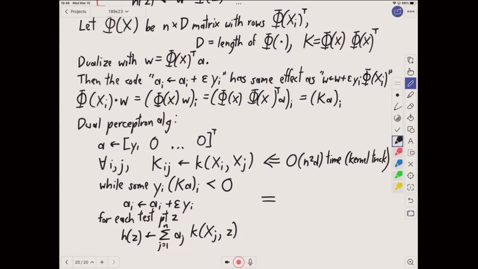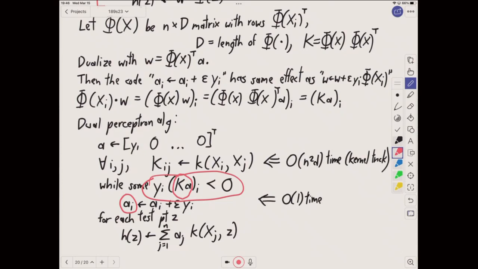Now, this line of code here only updates one index. It literally takes constant time. So in a sense, it's very fast. But it's part of a loop, and the loop tests this condition. This condition requires you to compute Ka. And I need to point out that you are literally changing A on every iteration of the loop. So that seems to imply that we need to recompute Ka every iteration.